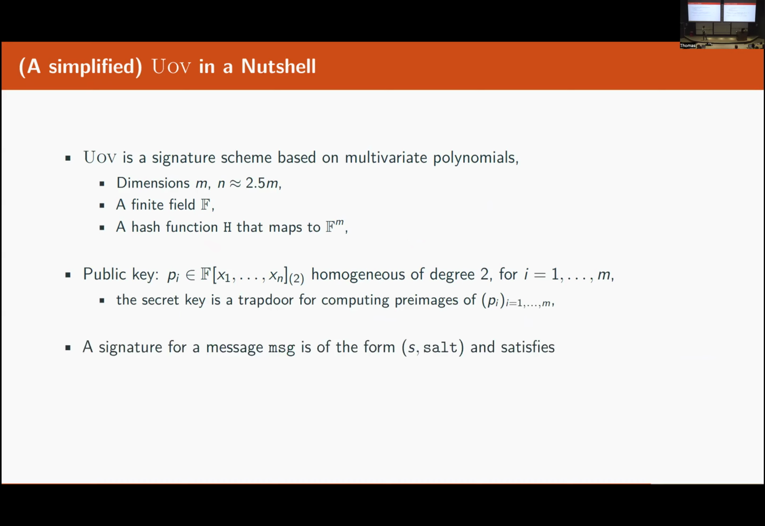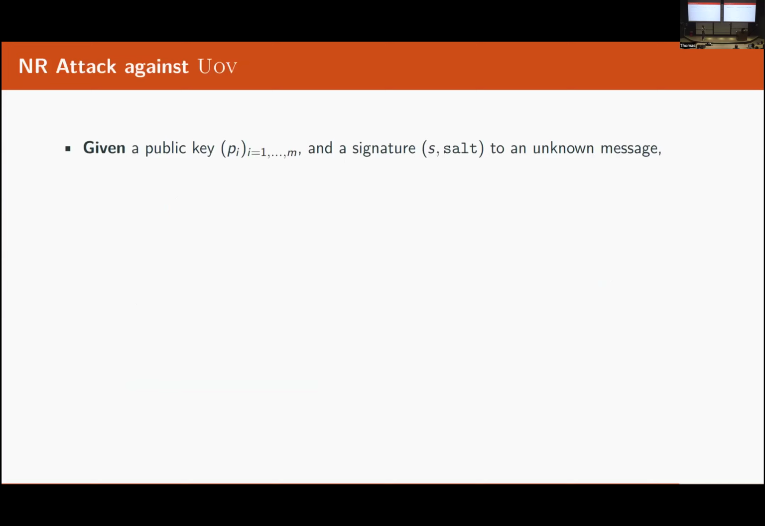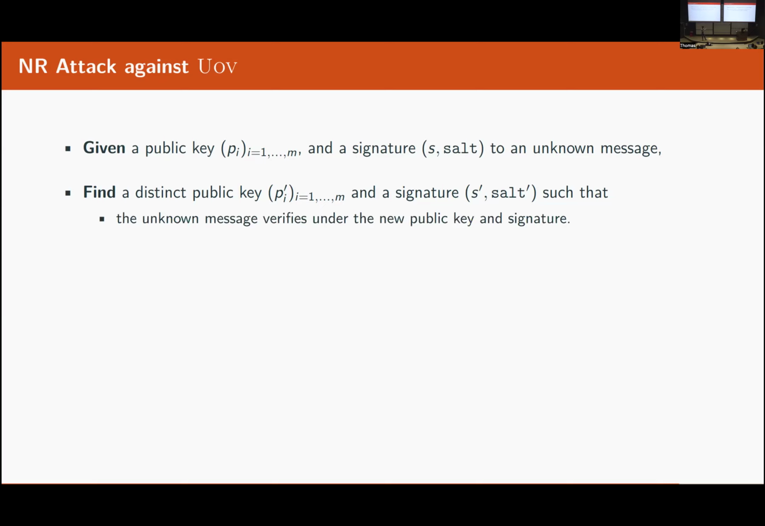A signature for a message looks like this, a vector S and the salt. And they satisfy this equation: pi applied to S gives us the hash of the message and the salt. So to sign, you need to find a pre-image of this hash value, which is exactly the idea of attacking non-resignability, where we are given a public key and a signature to an unknown message, as I explained at the beginning. And we are supposed to find a distinct public key and a new signature, which may even be the same, but here we will change it.